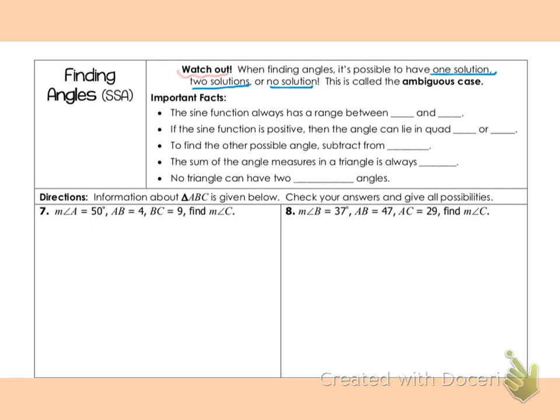This is called the ambiguous case. When we're finding an angle, it is possible for there to be two different angle measures that the missing angle could be, or it's possible that it doesn't even make a triangle, so there is no possible way to find this missing angle because it's in a triangle that doesn't exist, if that makes sense. So again, that maybe is why they call that the ambiguous case.